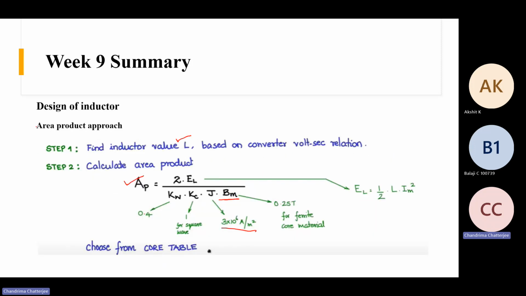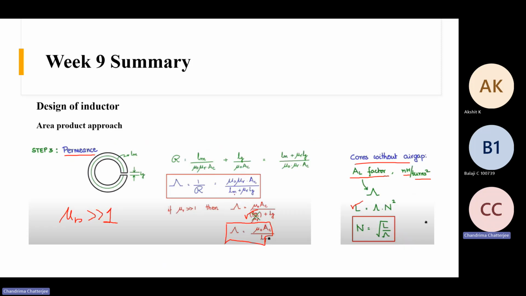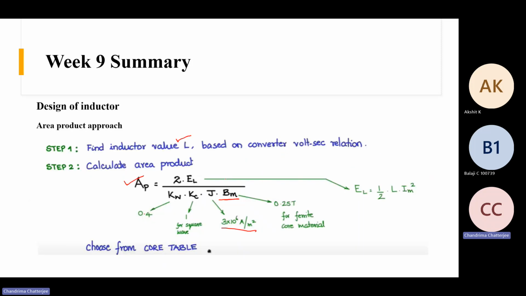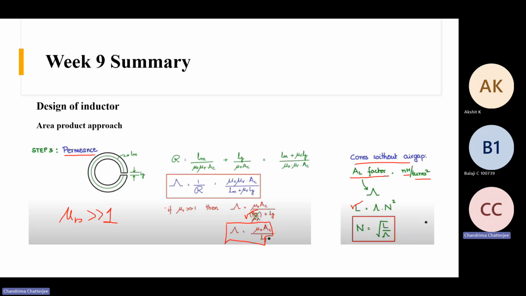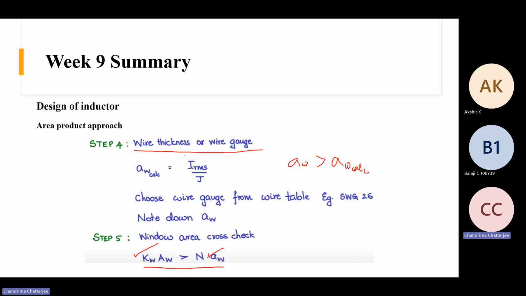So step 1, find the inductor value L from the volt second relation. Then you will have to find the area product. Then you will have to choose the core whose area product is greater than this calculated area product. Then you will have to calculate the permeance, and your number of turns will be root over L by permeance. So this will give you the number of turns, and then finally you will have to choose the wire, and you will have to see whether this condition is getting satisfied. If it is getting satisfied, then fine. Then you can proceed to make the inductor. Okay.